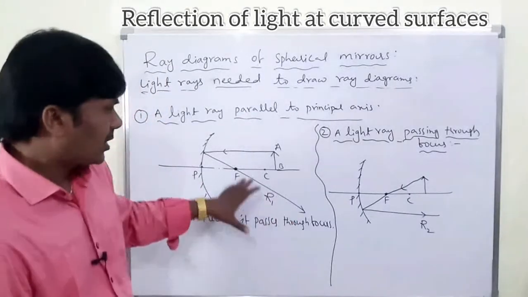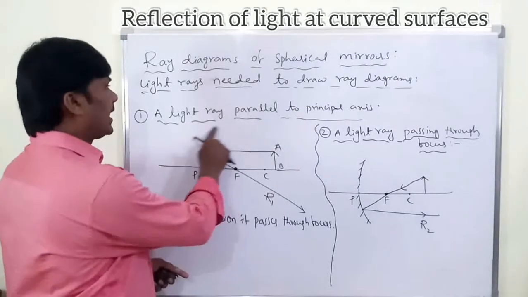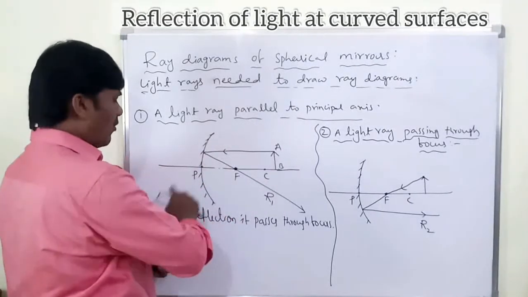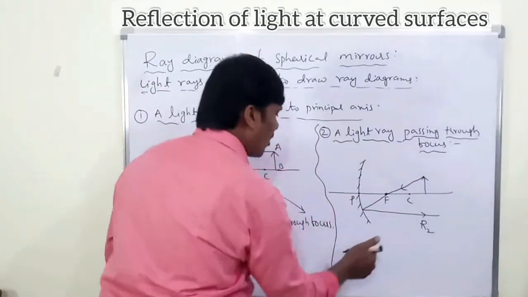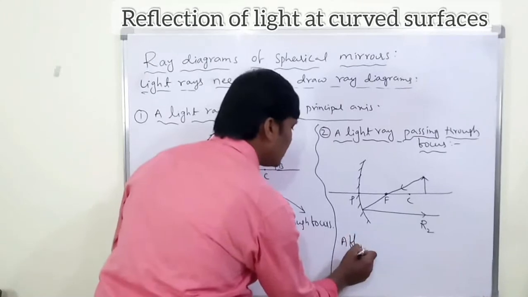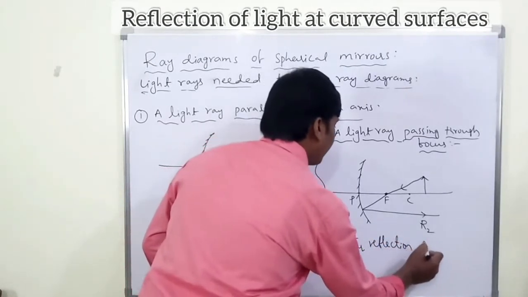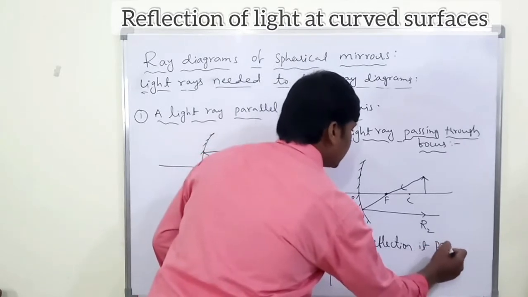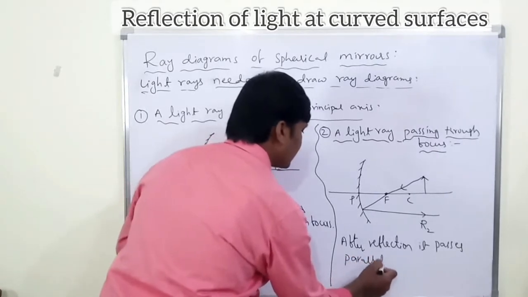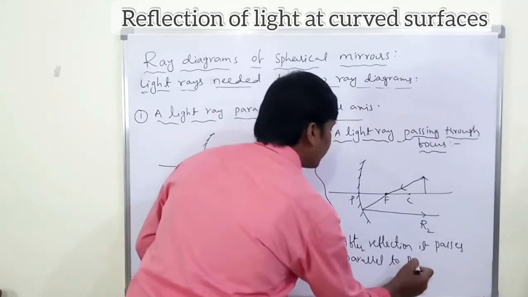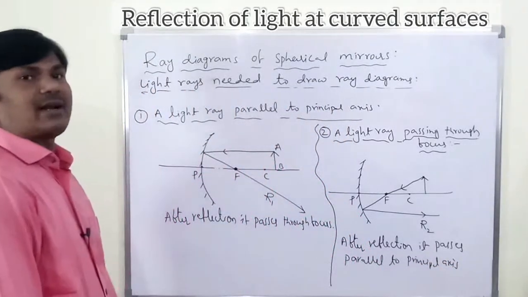So, students, you just pause the video and draw these diagrams. What is that? A light ray parallel to the principal axis. First light ray. After reflection, it passes through focus. What is the second one? A light ray passing through focus. After reflection, what happens? After reflection, it passes parallel to the principal axis. Right? So, this is the second light ray.